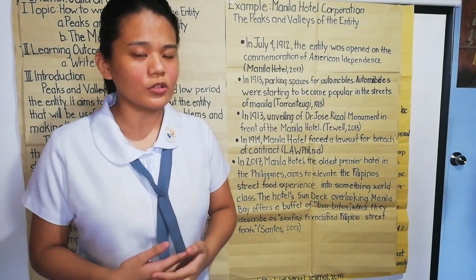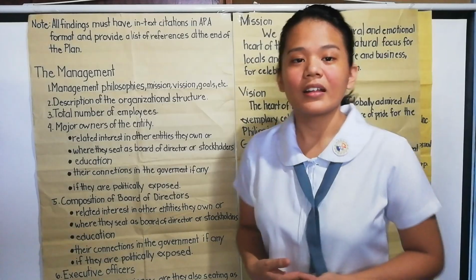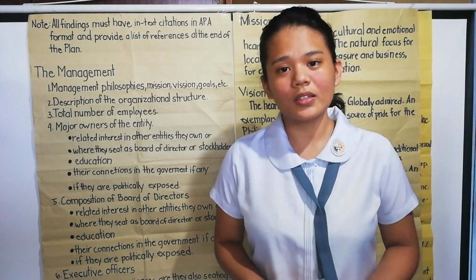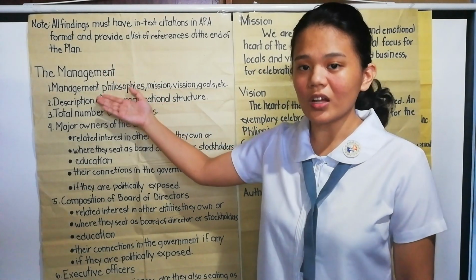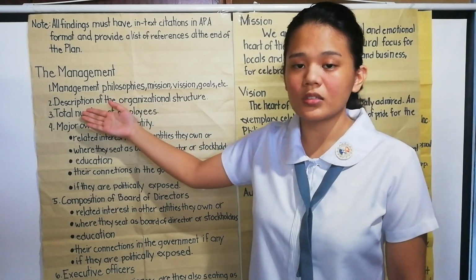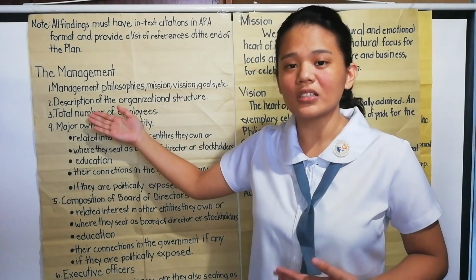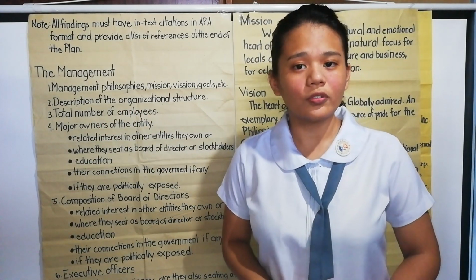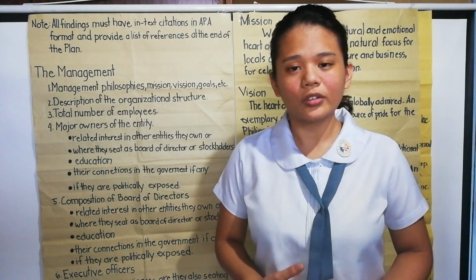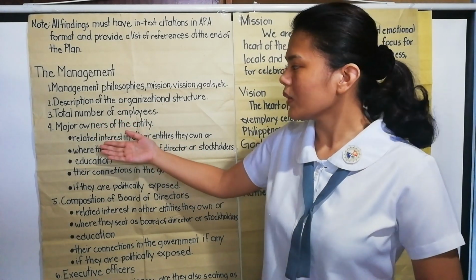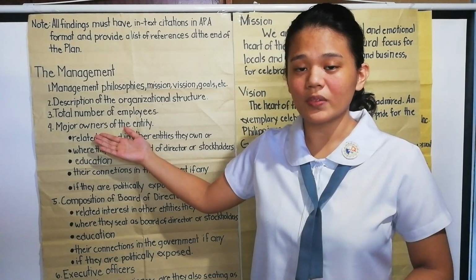The last section in the profile of the entity is the management section, which will discuss first the management philosophies, its mission, vision, goals, etc. Next is the description of the organizational structure, whether the organizational structure is tall or flat, whether it is functional or divisional. Next is the total number of employees. Fourth is the major owners of the entity.